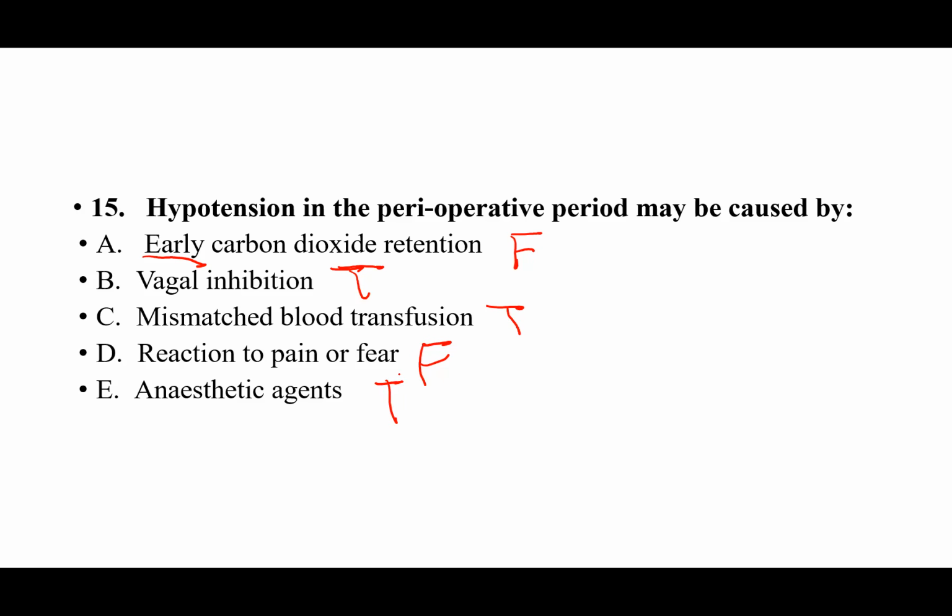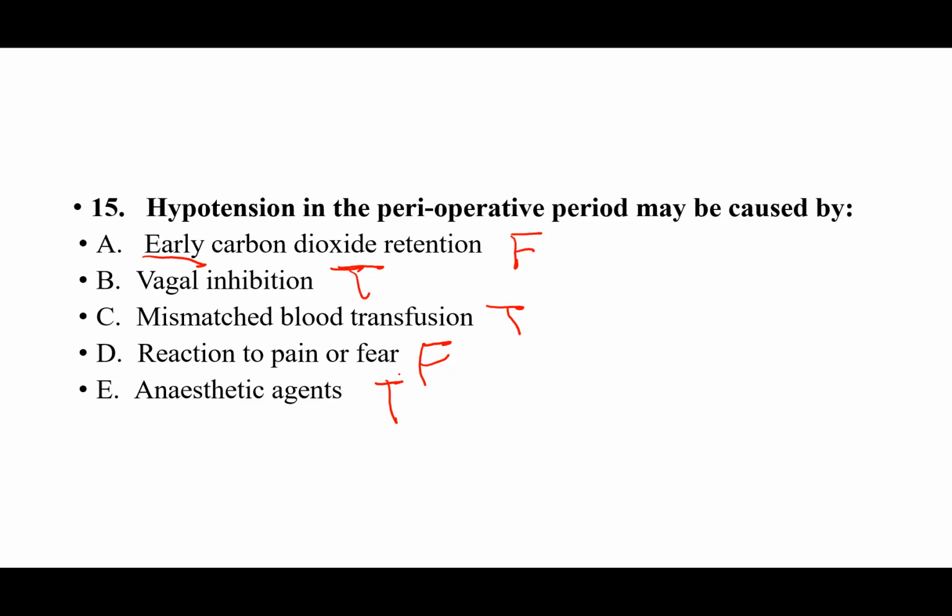But the vagal inhibition, what does it cause? Hypo or hypertension? Hypertension. So how does it do that? Uninhibited parasympathetic activity. Increase inotropy and chronotropy. We don't get that explanation.